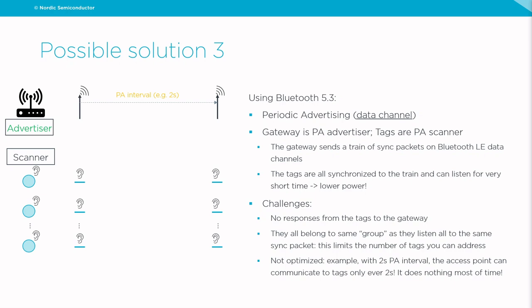Periodic advertising is a kind of advertising that is periodic and is performed on the data channel and requires a synchronization mechanism. In this case, we can use the gateway as a periodic advertising advertiser and the tags as PA scanners. That means the gateway can send a train of sync packets on the Bluetooth low energy data channels. This train of sync packets is periodic. In this example, we have a periodic advertising interval of 2 seconds. In such a packet, it is possible to include a payload. The tags are all synchronized to the access point and know when to wake up to receive this packet. So this has somehow an advantage compared to the solution in the previous slide.